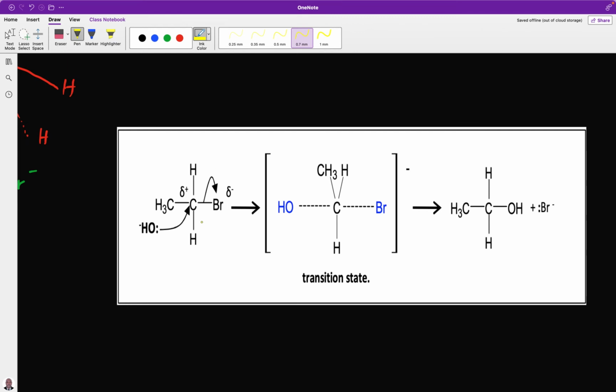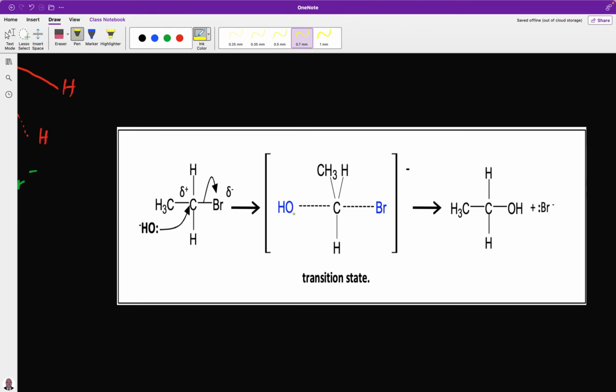As the nucleophile approaches from the opposite side of bromine, it's doing what? At the same time, it is repelling the bromine and the bonding electrons towards the bromine. So there is attachment going on, and at the same time there is breakage also going on. That's why we say it is a one-step mechanism. This is the transition state.